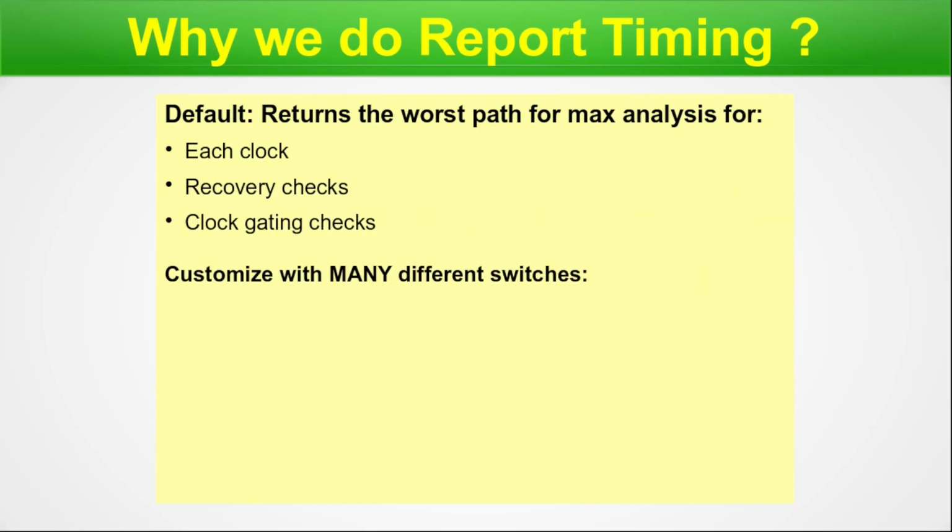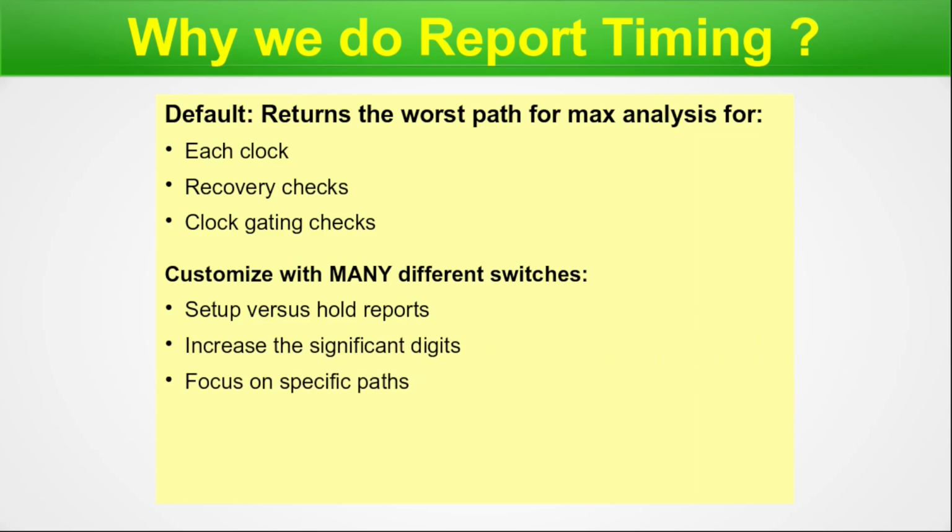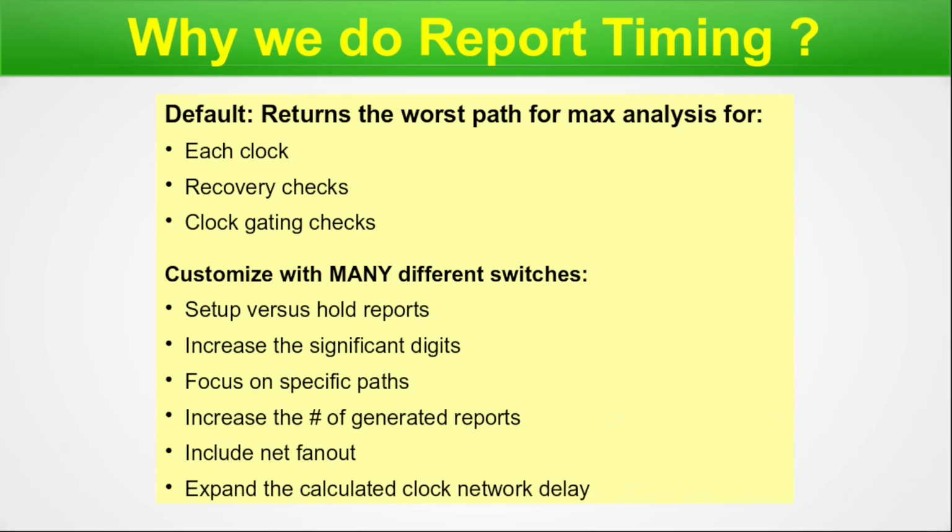of these checks. Next, customize with many different switches. Setup versus hold reports. Increase the significant digits. Focus on specific paths. Increase the number of generated reports. Include net fanout. Expand the calculated clock network delay. So you can see you have the basic kind of reports first, then you can play around with multiple commands and fetch multiple other data from the shell.